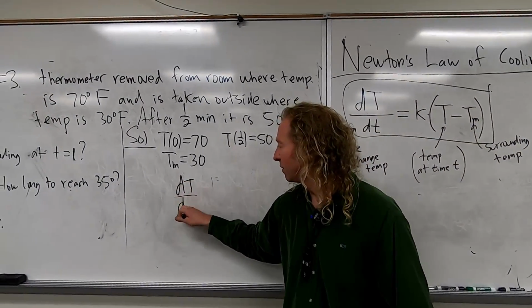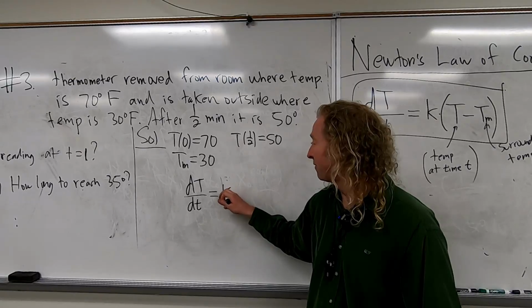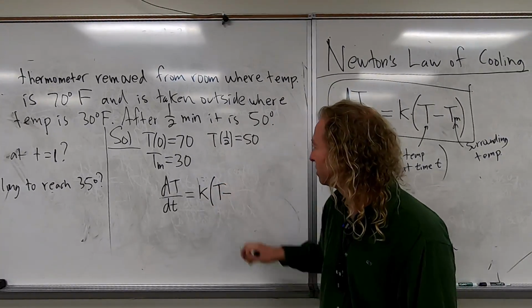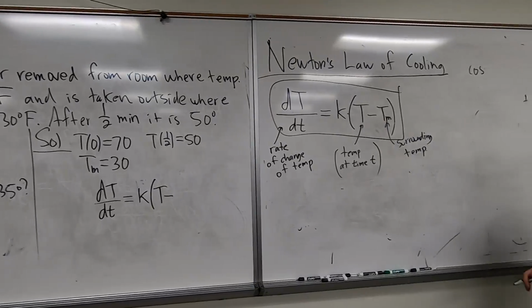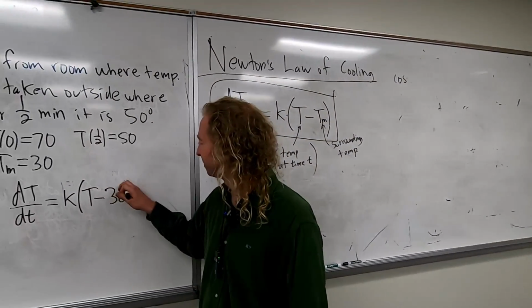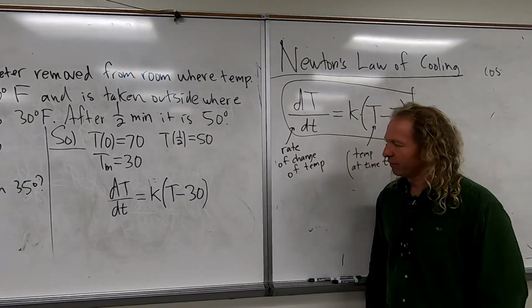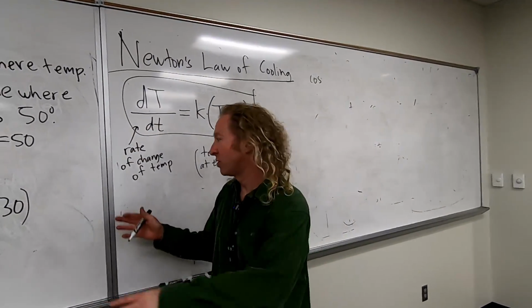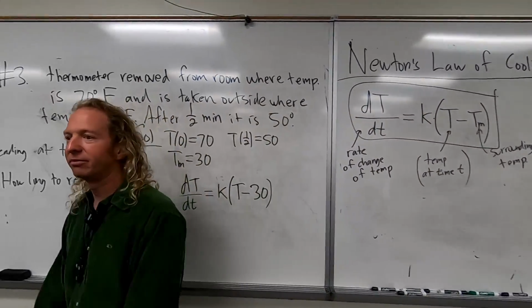So we have dT equals k. We'll have to figure out k at some point, right? And then T minus Tm, which is 30. I'm going to go really slow, and we're going to go through it carefully and just solve it. So on the test, just go through it carefully and solve it.